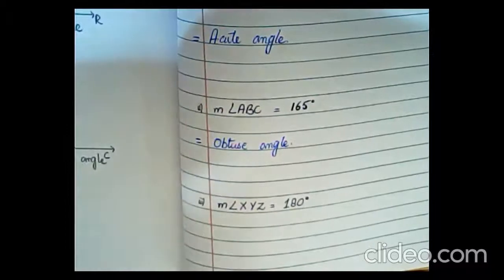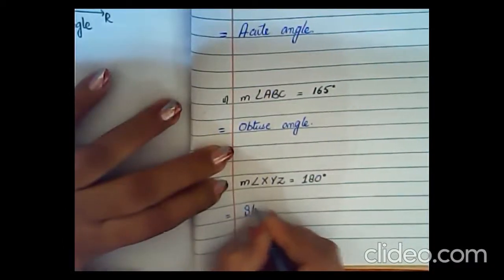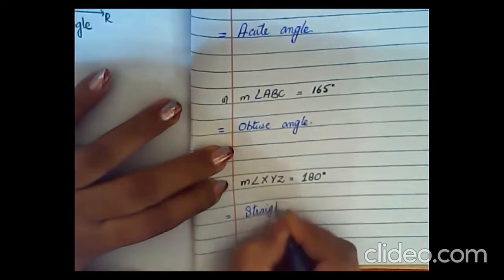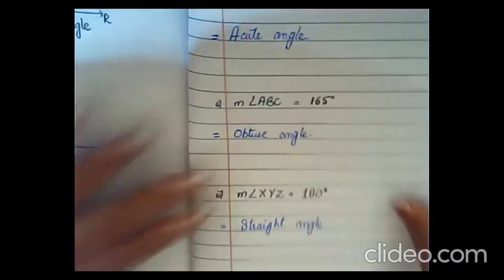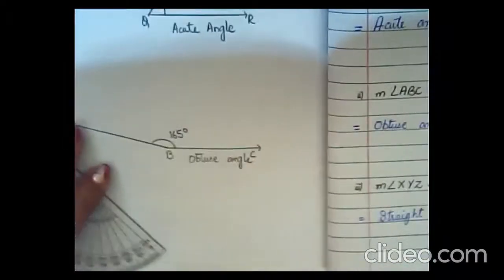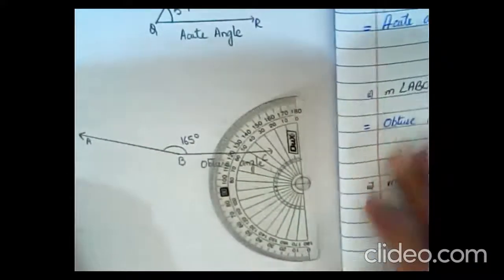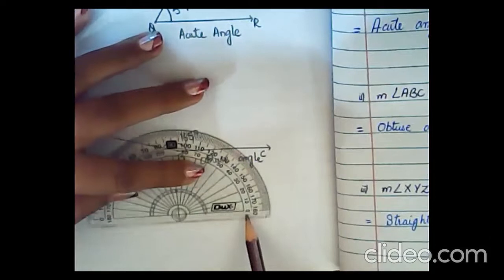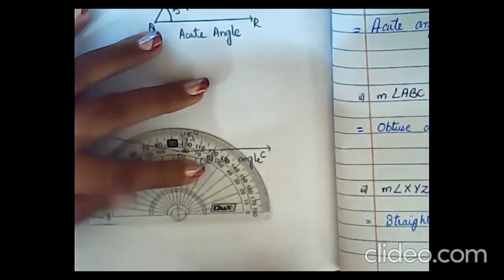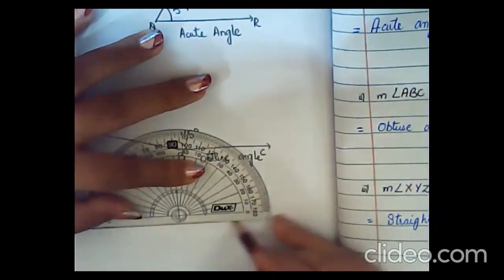Measurement angle XYZ. Very good. The correct answer is a straight angle. Yes, I know. Thank you, students. So the answer is a straight angle. Now how will you draw it? Straight angle? Simply you will draw a straight line. Why a straight line? Look at this one. You are going to simply draw a straight line, as you can see, from 0 till 180. So simply draw a straight line just like this.